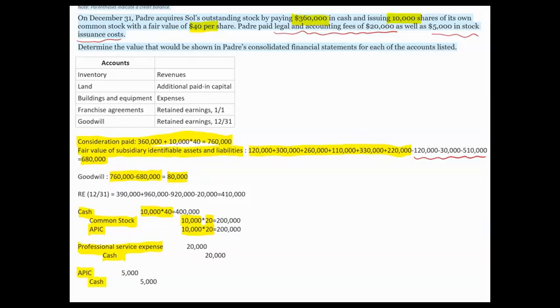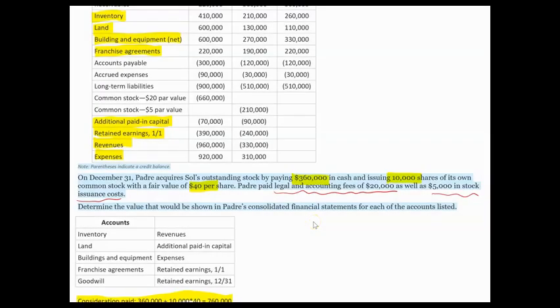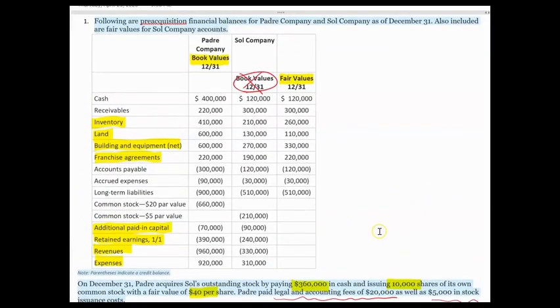Alright, so I'm going to use the next video to calculate the consolidated totals of those accounts required in this question. Now let's calculate the consolidated balance of those accounts. In total, we have 5 accounts that we need to calculate the consolidated balance for. I highlight them here in this table. So the first one is inventory.